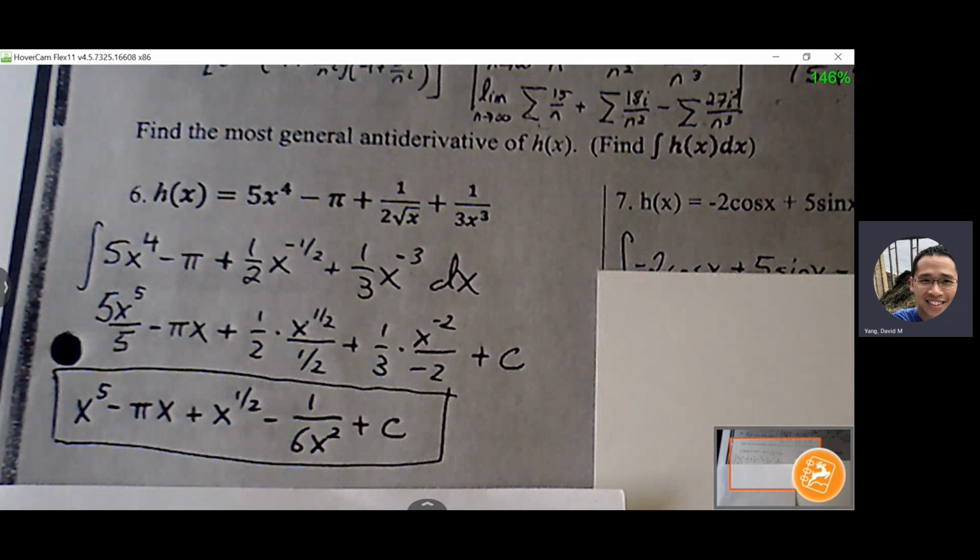So the 5's cancel out, leaving x to the 5th. 1/2 times 2 is just 1, so those two cancel out, which leaves x to the 1/2. 3 times -2 is -6. I could have pushed out that -6, and I did, but I also made that x to the -2 come down to the bottom. That's why I have the x cubed and x squared together, since they're both sharing the same denominator space.